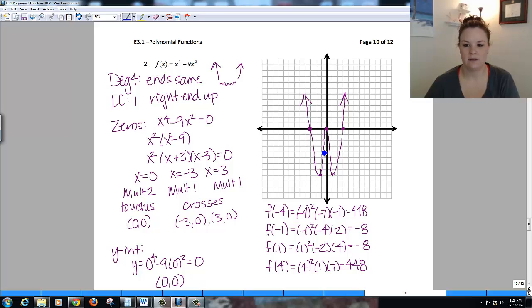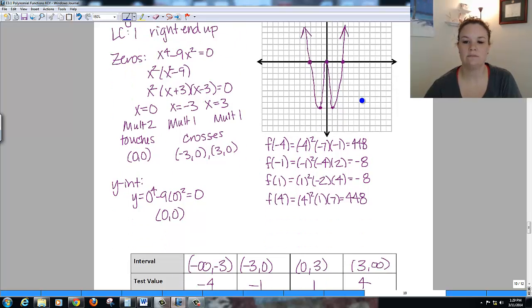Okay, so they're negative. I come up, I hit my origin, which remember it only touches because that one had multiplicity 2. So it goes back down negative, and then again comes up to positive 3, and then crosses, and my y's become positive. Okay, let's look at the last one.